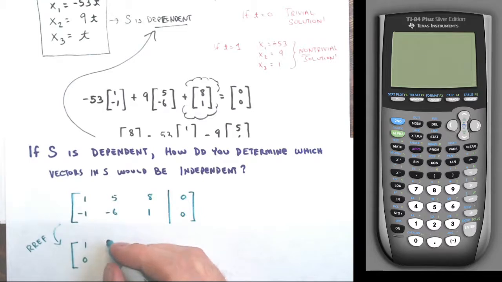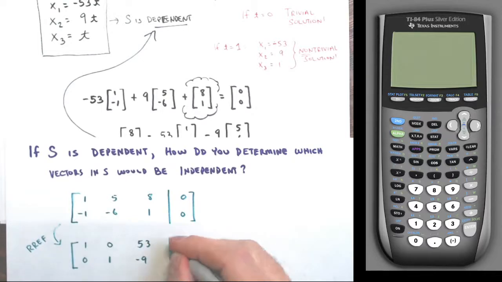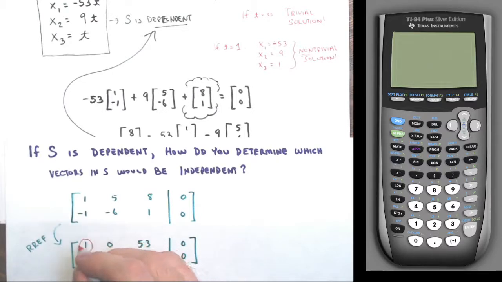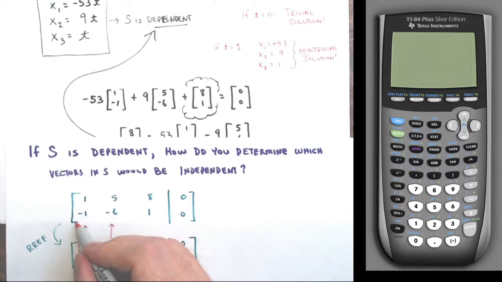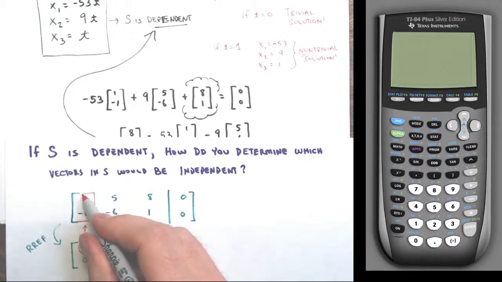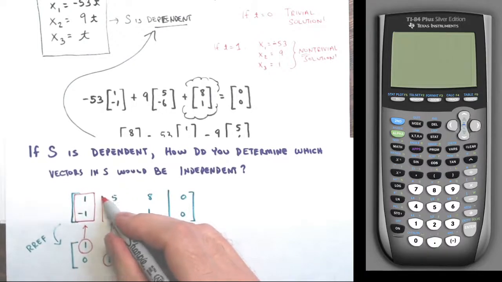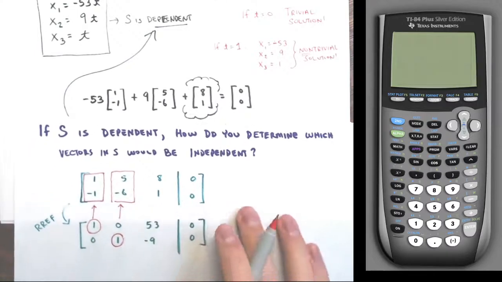0, 0, 1, 53, -9, and then again this is just zeros over here, right? So what you're going to see is that your pivot columns will correspond to the vectors of the original set that would be independent, that would form an independent set. So 1, -1, and 5, -6, and I'll write that note down here.